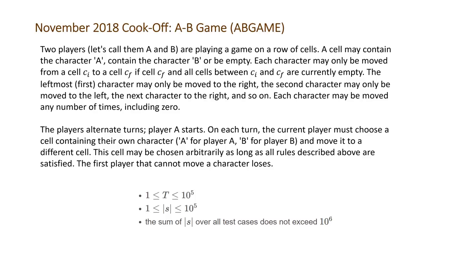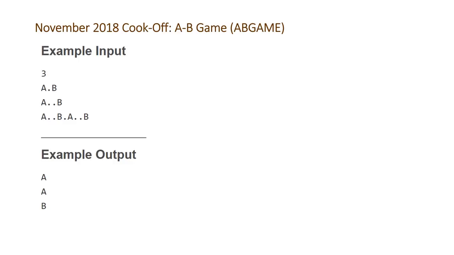So let's take a look at the examples that CodeChef provided us with to see if we can get a better understanding of what this problem is asking for. So here are the three examples. The first number here is just T, the number of test cases. And then as you can see, each line contains a configuration of A's, B's, and empty cells. And so to recap what the question states, on each turn, A is going to start and then B will go and they'll alternate.